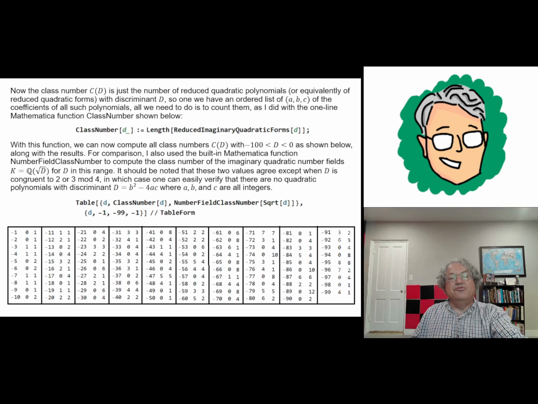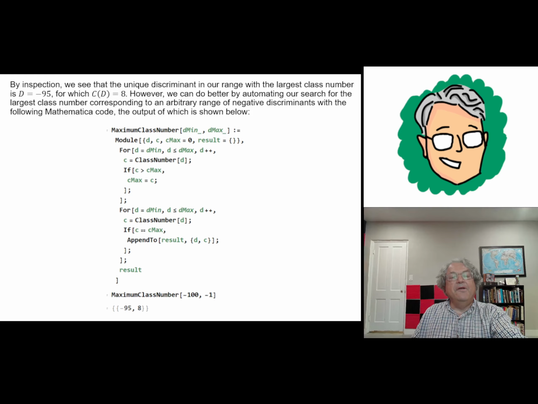I think you see the entry in the last region here. D is minus 95. The class number I computed with this function class number is 8, and the other one agrees with it, the built-in mathematical one. So the largest class number is 8, and the corresponding discriminant is minus 95.